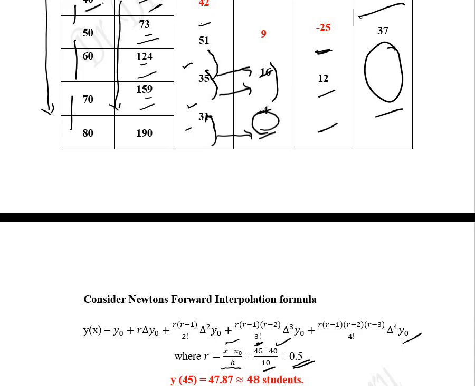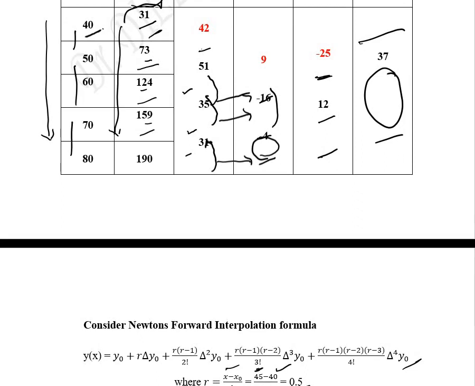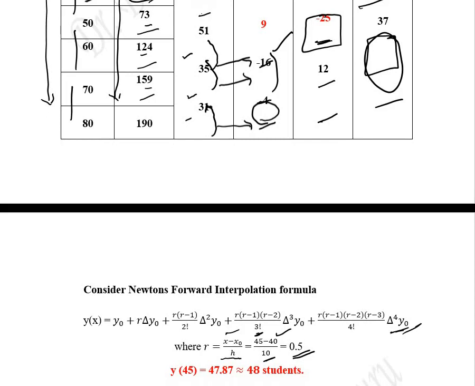Now substitute r equal to 0.5. y0 is 31, the initial value of y. Delta y0 means the first value in the first order. Delta square y0, the first value in the second order. Delta cube y0, the first value in the third order. Delta power 4 y0, the first value in the fourth order. Now substitute all the values, and you will get the value of y at x equal to 45 as 47.87.